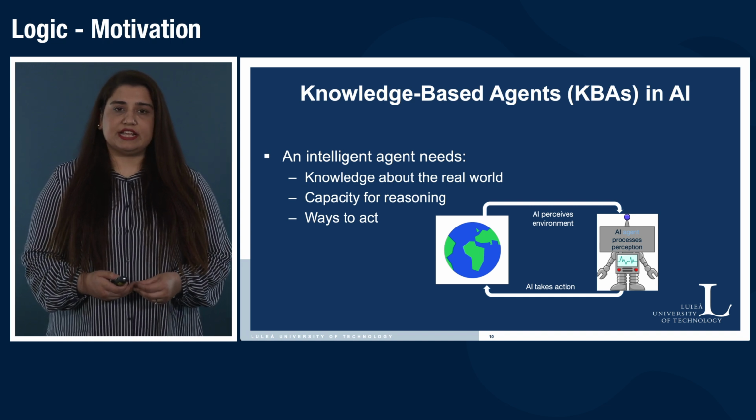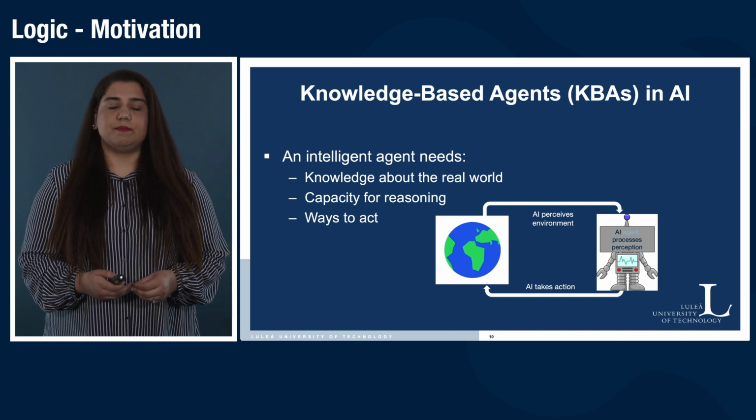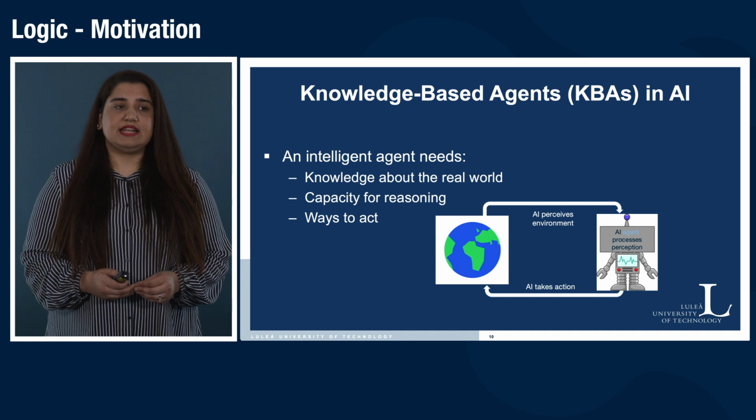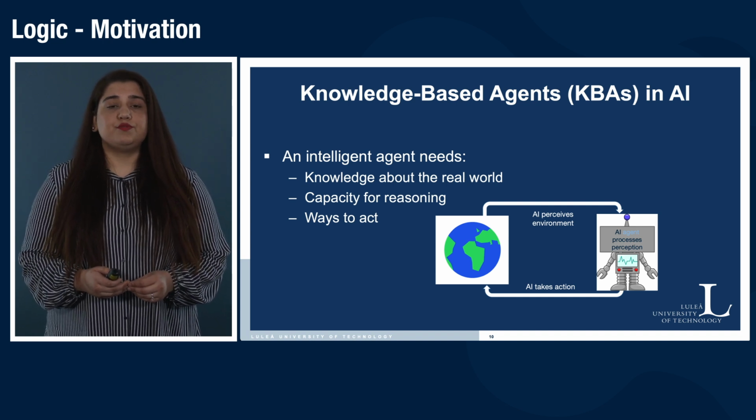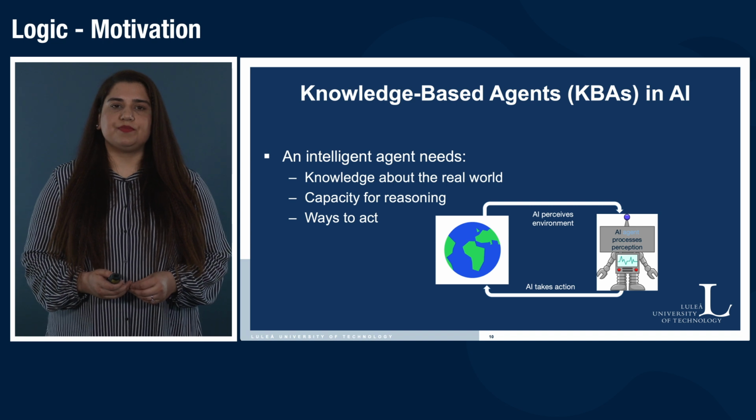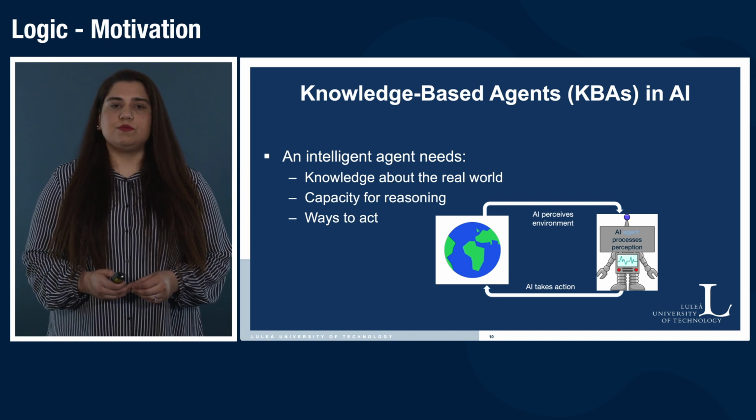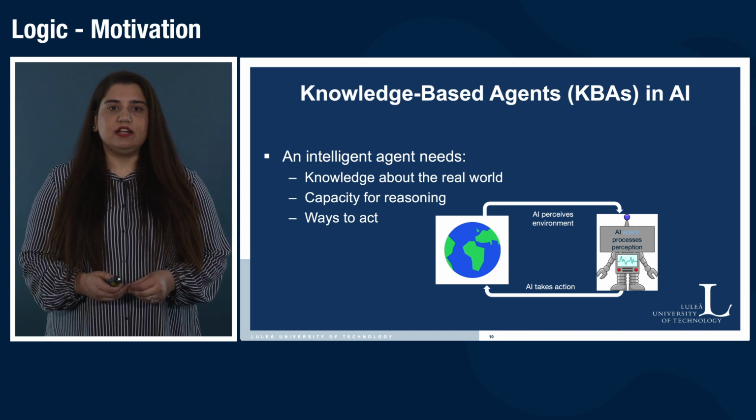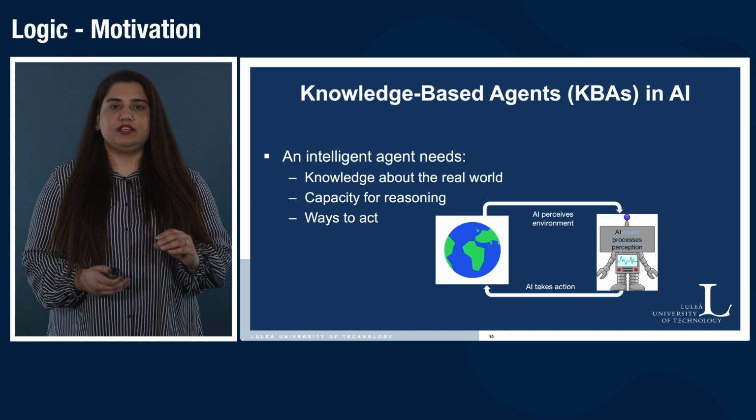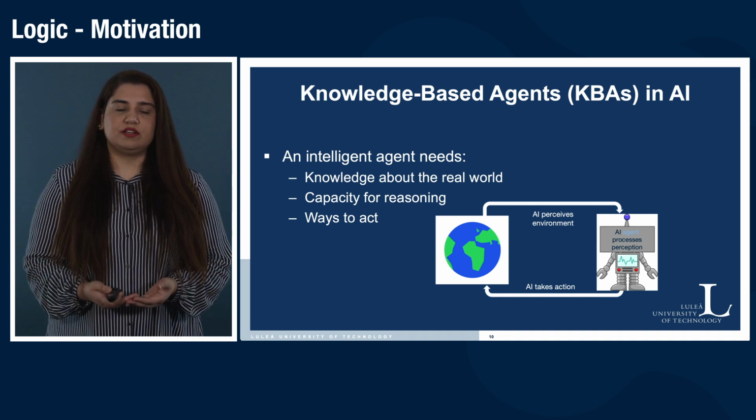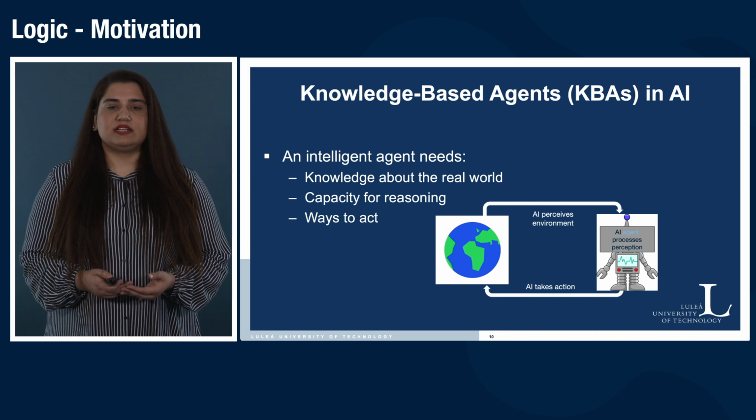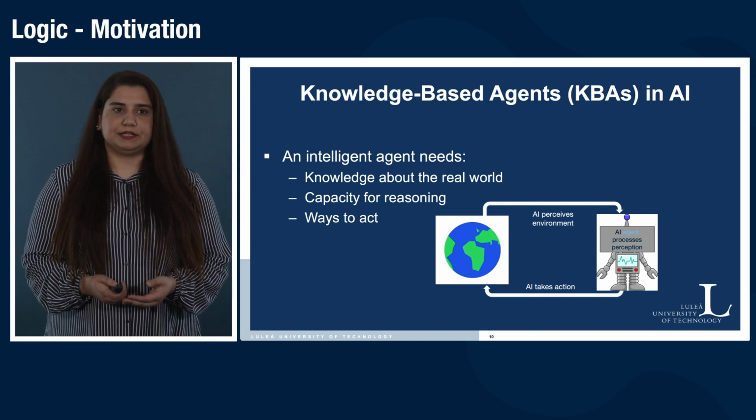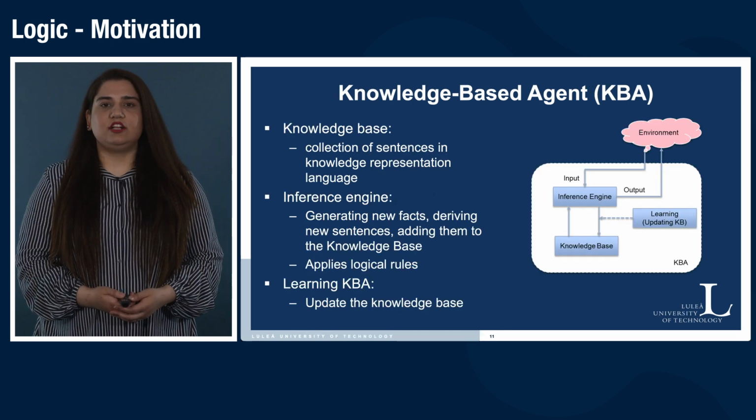But an intelligent agent is basically a machine which collects knowledge about the real world, and it has the capacity for reasoning. It performs some computations and some actions to decide what type of reaction it should give back to the real environment, and it decides the ways to act. So, basically it has a reasoning mechanism inside it. Let's see what is happening inside our knowledge base.